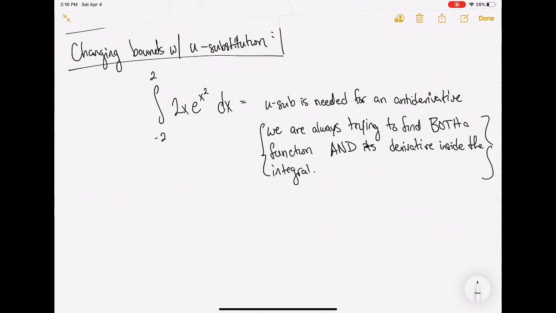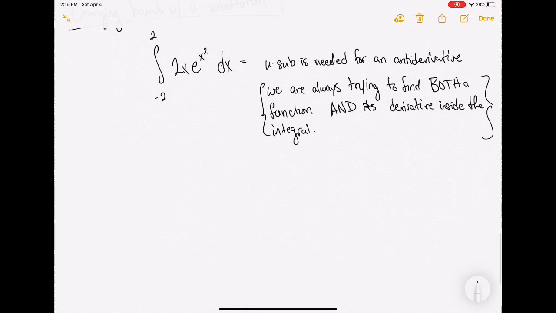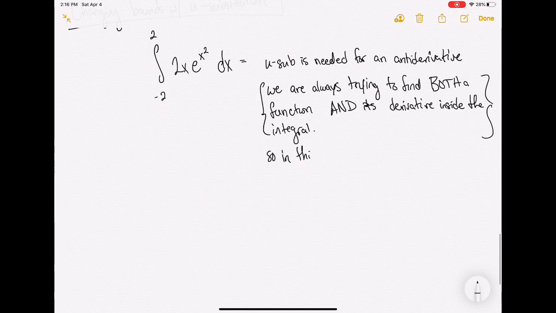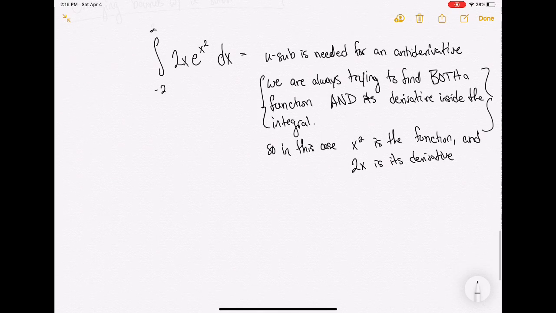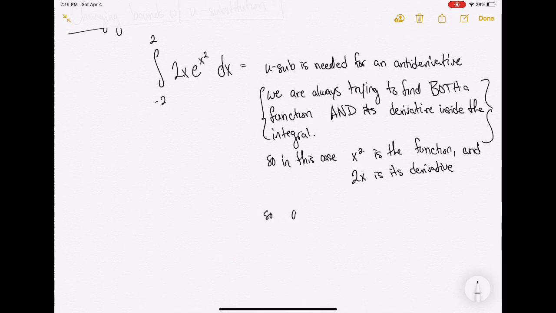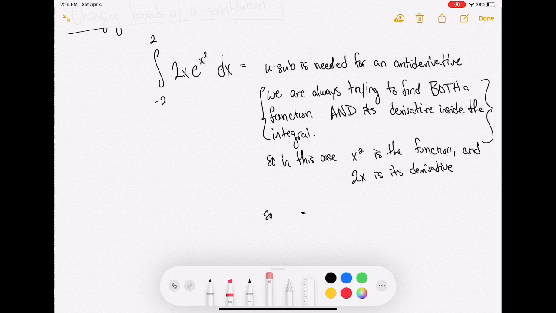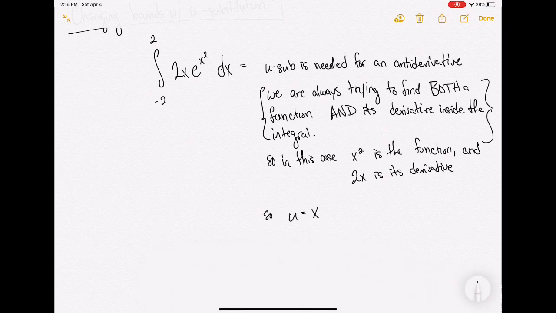In some sense, this is U sub in a nutshell, that we're trying to find both a function and its derivative inside the integral. So in this case, can I find a function and its derivative? Yes, I can. x squared is the function, and 2x is its derivative. Or in other words, 2x dx. That means that the function is u, and du is the derivative of the function. So u equals x squared, which means du equals 2x dx.